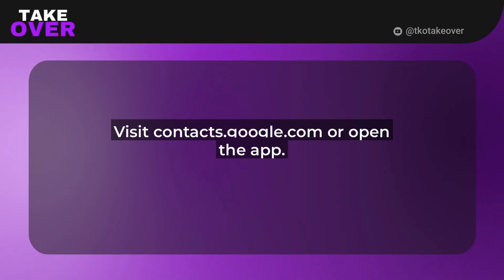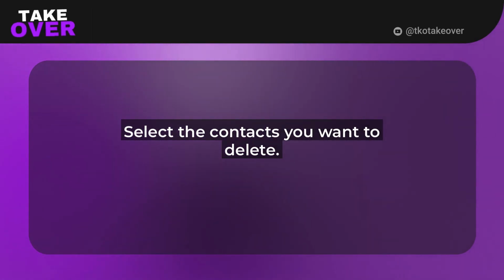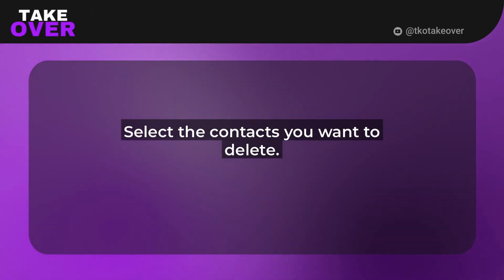Let's jump right in. First things first, make sure you're logged into your Google account on a device you trust. This could be your computer, phone, or tablet, whichever is handy. Head over to contacts.google.com. If you're on mobile, you might need to open the Google Contacts app instead. Once you're there, you'll see all your synced contacts from various sources like your phone, Gmail, or other Google services.